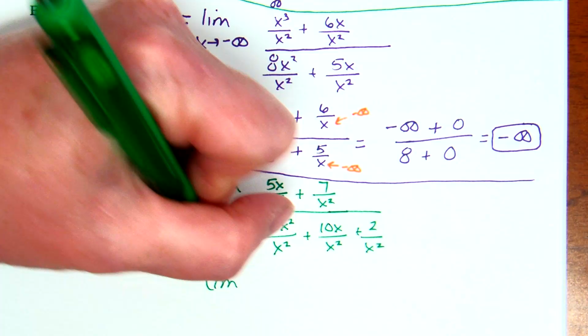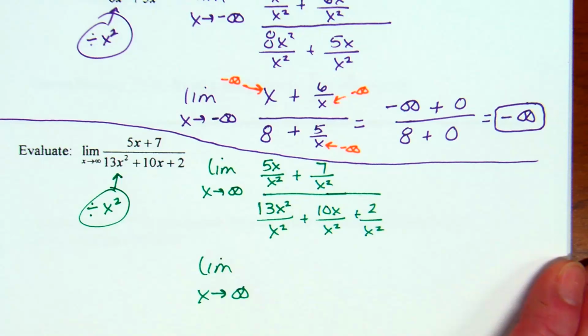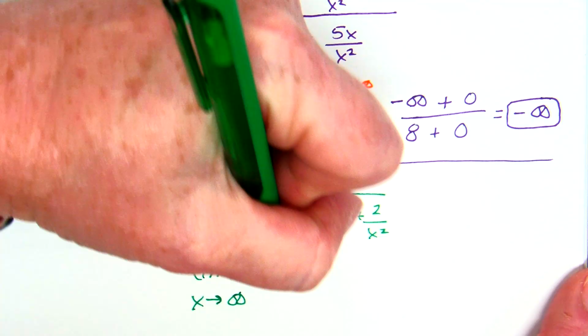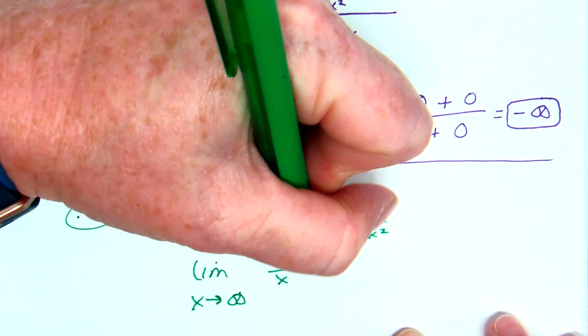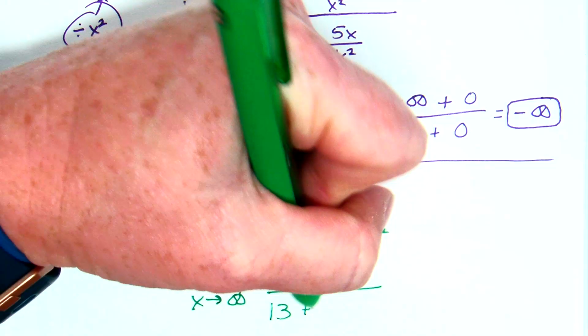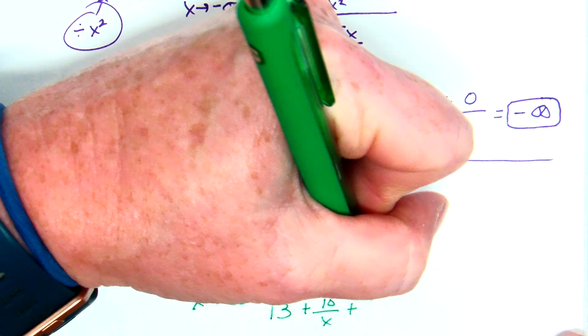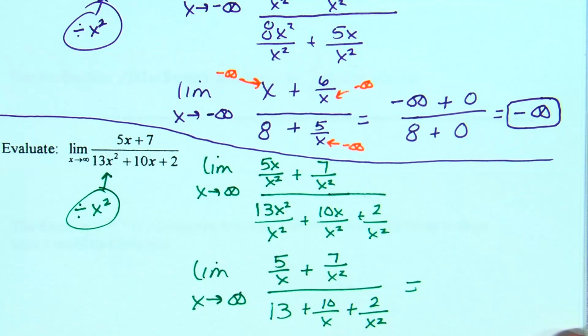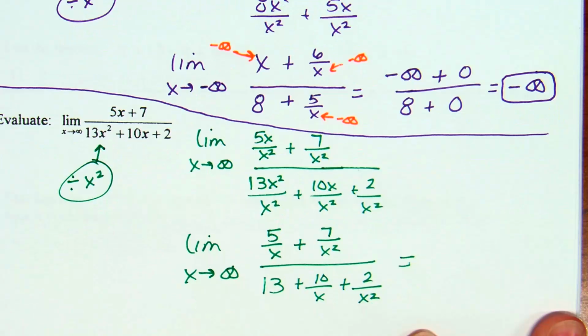More importantly, the cleaned up version, right? 5x over x squared is 5 over x, plus 7 over x squared, over 13, plus 10 over x, and 2 over x squared. And what am I plugging in for x? Infinity.